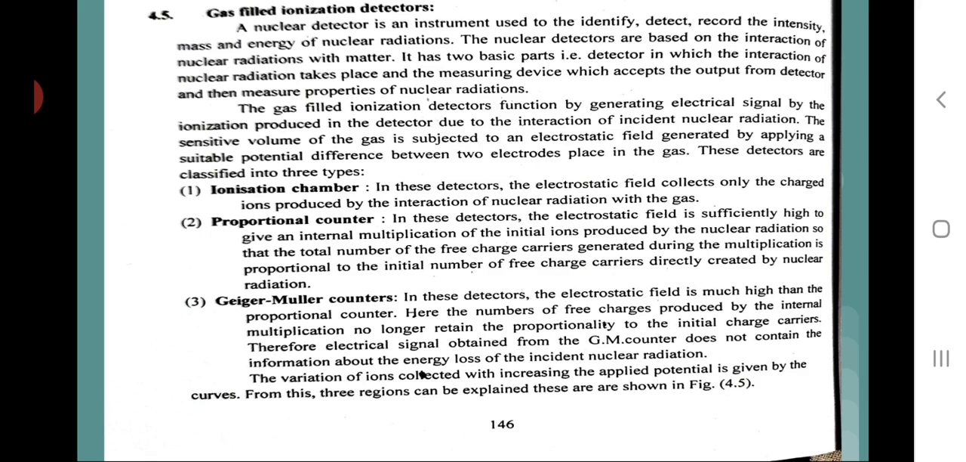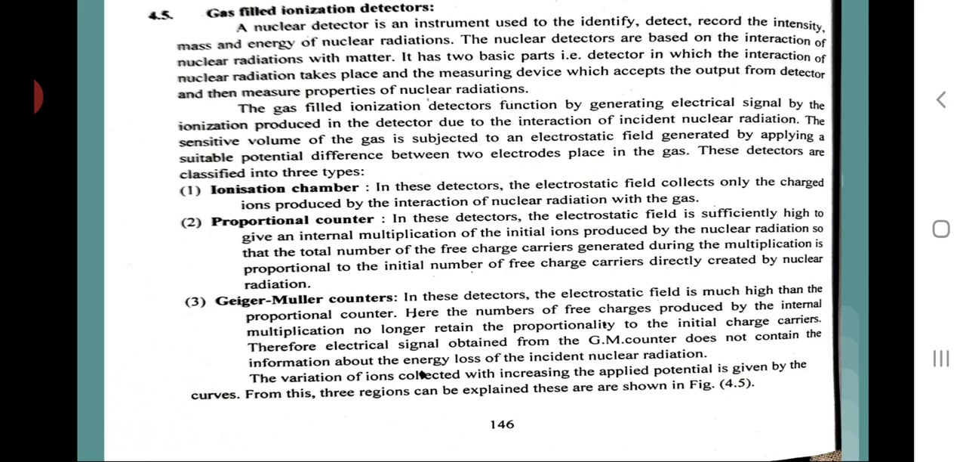The gas field ionization detector functions by generating electrical signals from the ionization produced in the detector due to the interaction of incident nuclear radiation. The sensitive volume of the gas is subjected to the electrostatic field generated by applying a suitable potential difference between two electrodes placed in the gas.